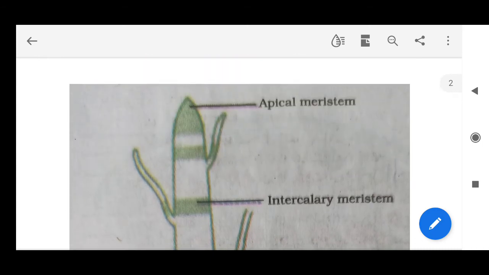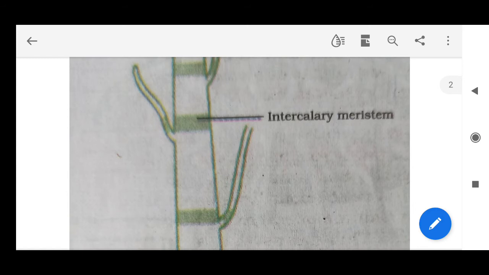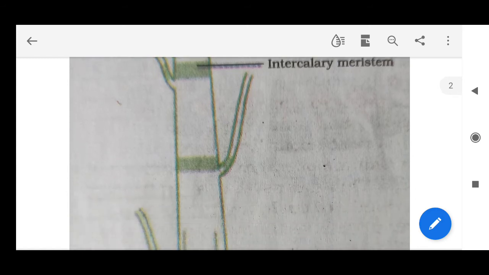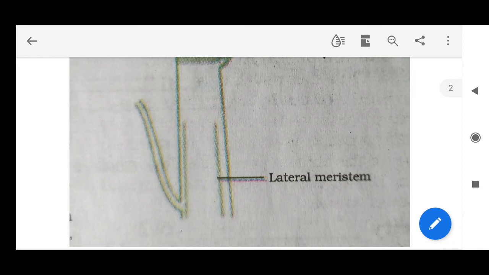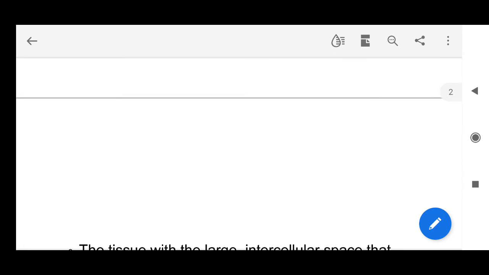So apical meristem is usually found at the top of growing regions such as root and shoot tips. So its main function is to increase the length of the plant. So next is intercalary meristem, that is found at the nodes only. So next, lateral meristem helps in increasing the girth or thickness of the plant. So this is the diagram of the distribution of meristematic tissue in a plant.